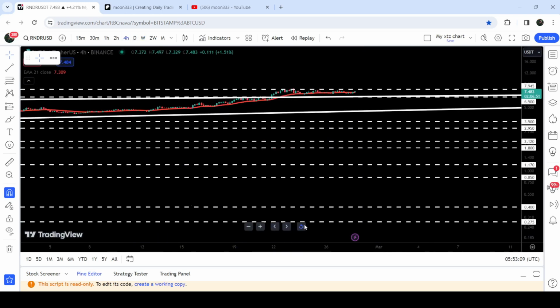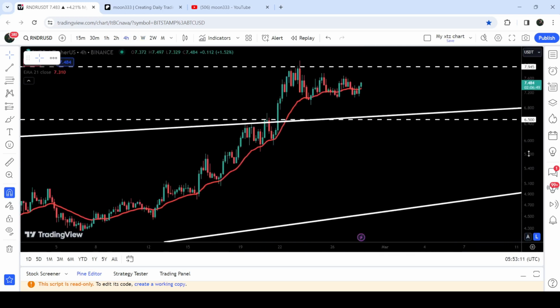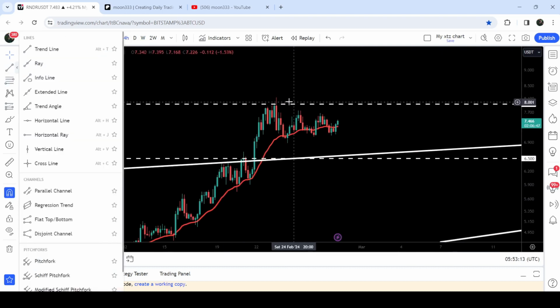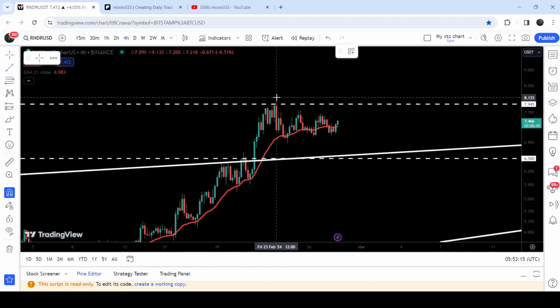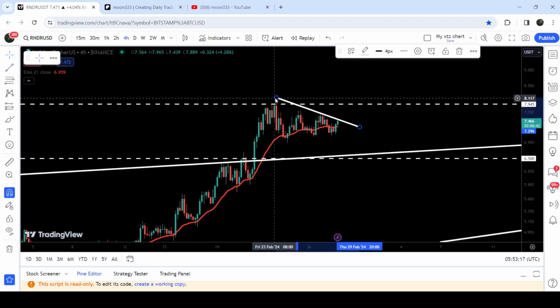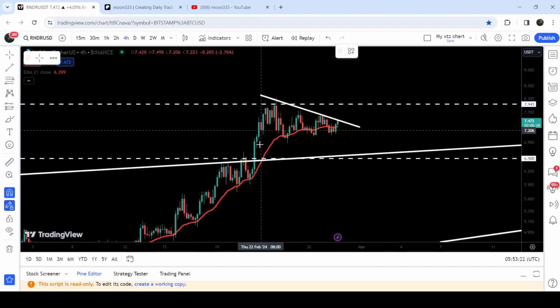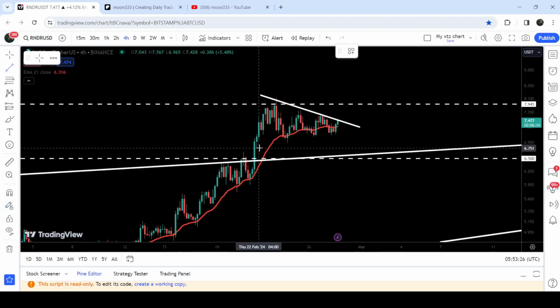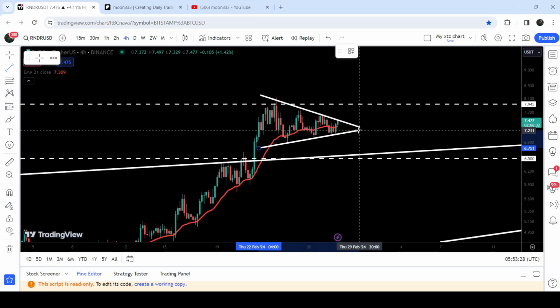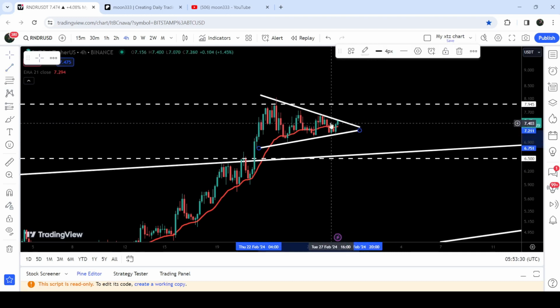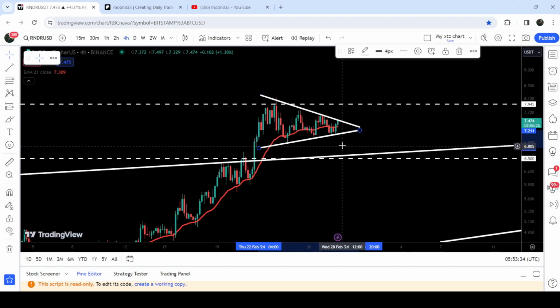And recently on a 4-hour time frame chart, Render has formed this symmetrical triangle. Here we have the resistance of the symmetrical triangle, and here we have the support. And right now you can see that it is quite squeezed. The movement is quite squeezed inside this triangle, and at this time, it is trying to break out the resistance. And in today's video, we will analyze this move as well.